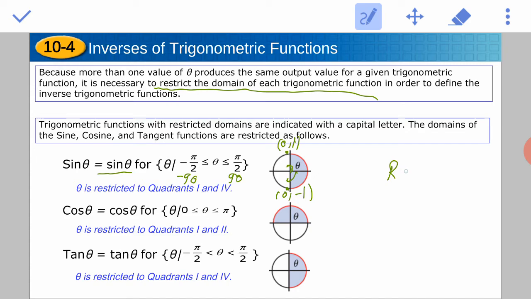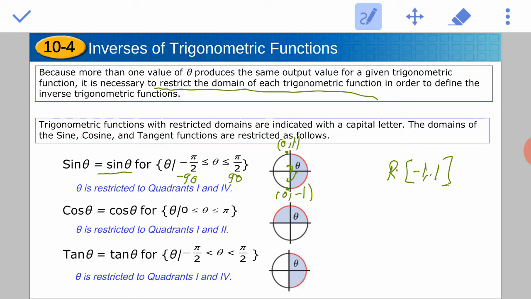The range of sine is negative 1 to 1, because sometimes you're given a trigonometric ratio outside this range and the answer is undefined. For example, if I give you sine theta equals 2 or 3, it's undefined because the range of the trigonometric ratio sine is negative 1 to 1. This is the minimum of the sine function, and this is the maximum.